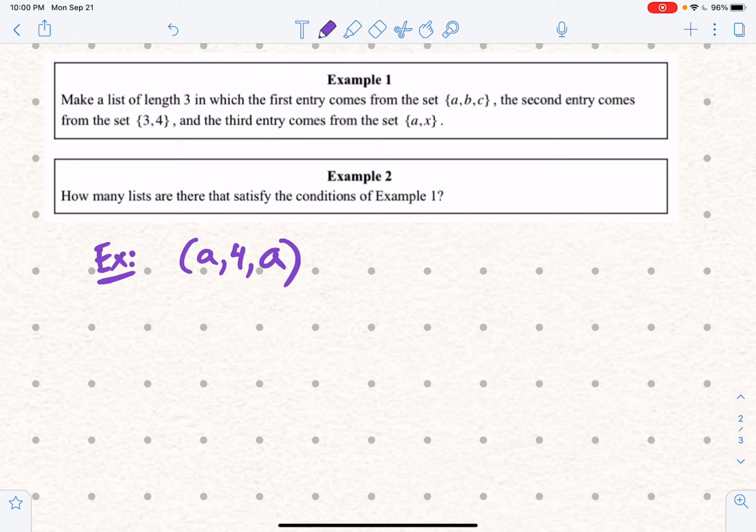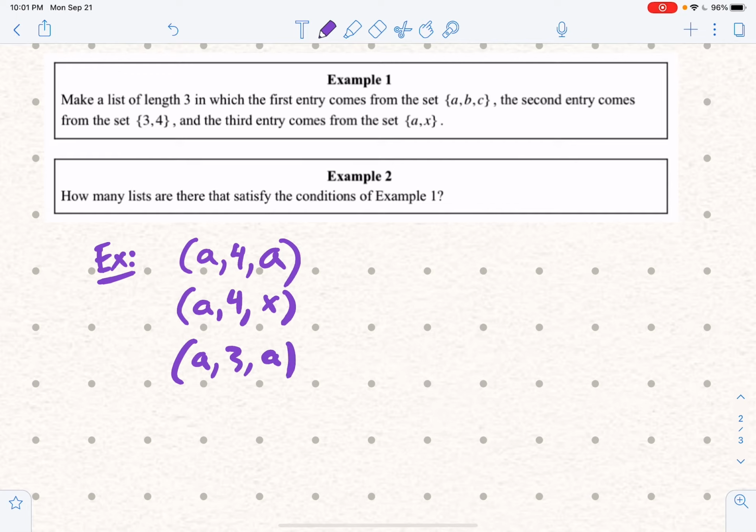Yes. Pause the video right now and write down all of the lists you can think of that come from those 3 sets, where the first entry is from the first set, the second from the second, and so on. I'm going to go ahead and do it, although I may edit this out later. We have A4A, we have A4X, A3A, and we have A3X.